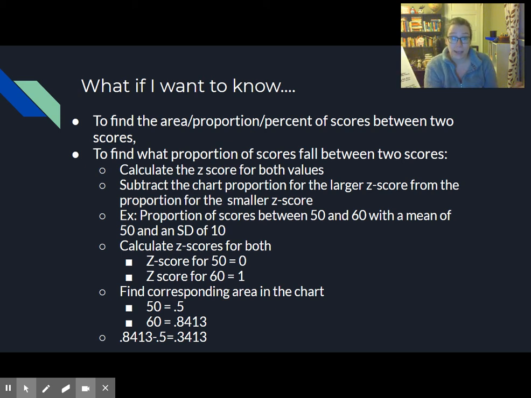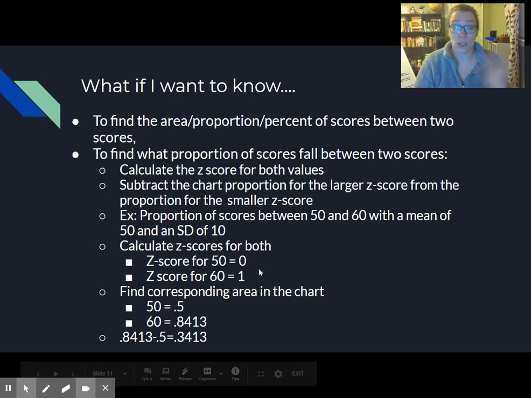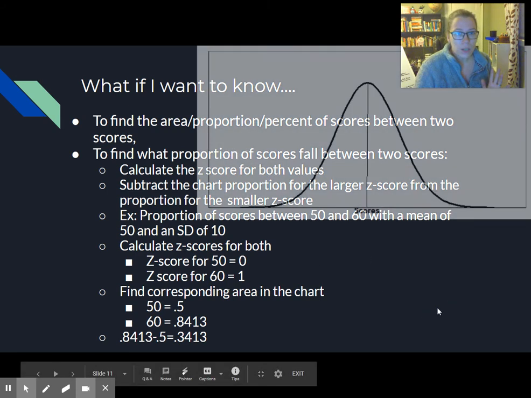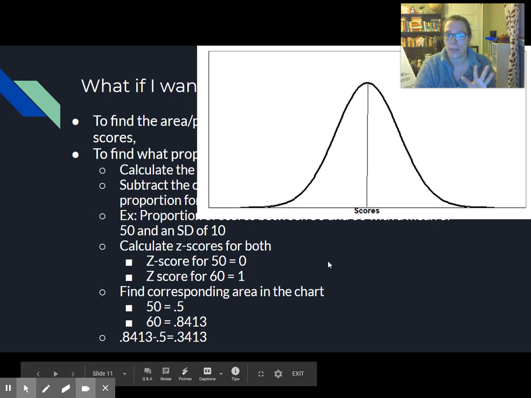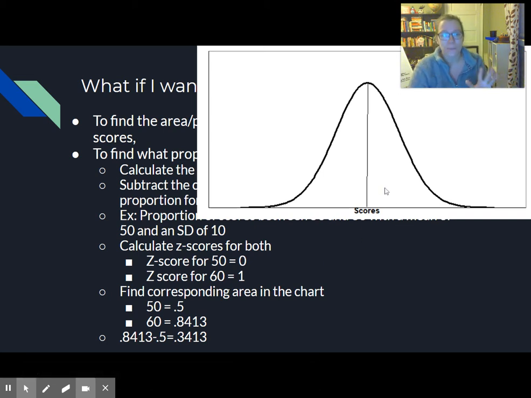But for a score of 60, my Z-score table tells me that my area is 0.8413. That means that, again, 84% are beneath me. And so I want to know what's between those two scores. I think visualizing it might help us understand why we're doing this a little bit. So if we think about it, our one score is right here, the 50, 0.5. And then our other score for 60 means that 84% is going to be beneath us. So it's somewhere around right here.